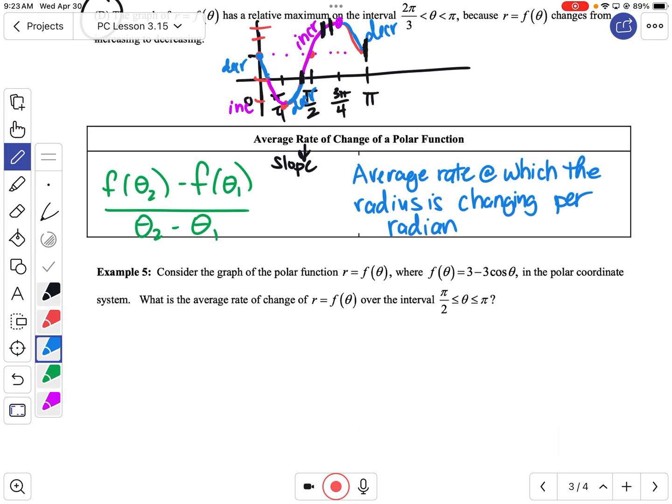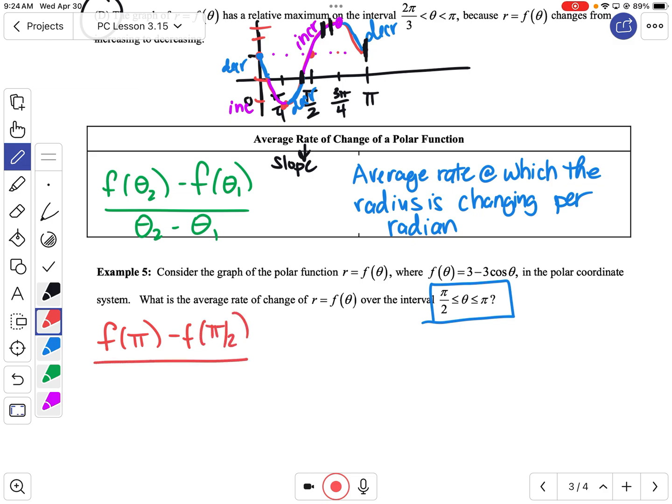Okay. So let's talk about this one. It says to consider the graph of the polar function r equals f of theta, where f of theta is 3 minus 3 cosine theta in the polar coordinate system. What is the average rate of change over the interval from pi over 2 to pi? Here's what we want to calculate: f at pi minus f at pi over 2 over pi minus pi over 2. So that's the arithmetic we're going to do. It is slope, change in y over change in x, like we're used to seeing it.